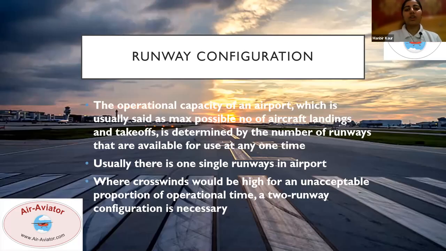So now we'll talk about the runway configuration. The operational capacity of an airport, usually described as the maximum possible number of aircraft landings and takeoffs, is determined by the number of runways that are available for use at one time. Taking an example of an airport having just one runway, it is not possible to have multiple landings or takeoffs at a single time. So that is all required to know about the operational capacity.